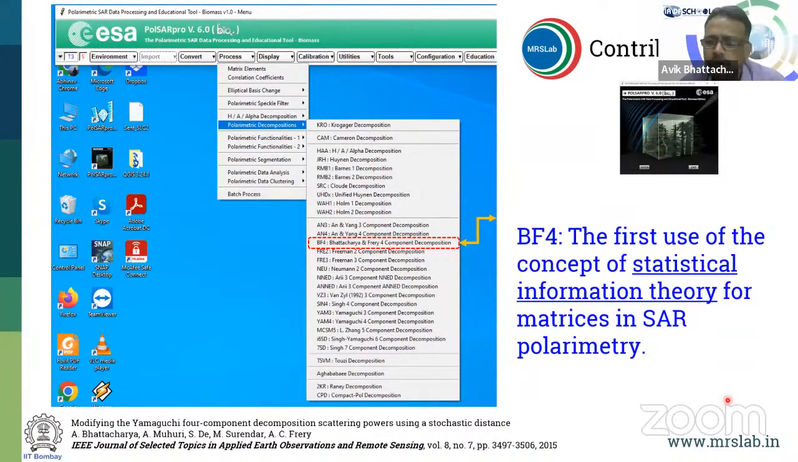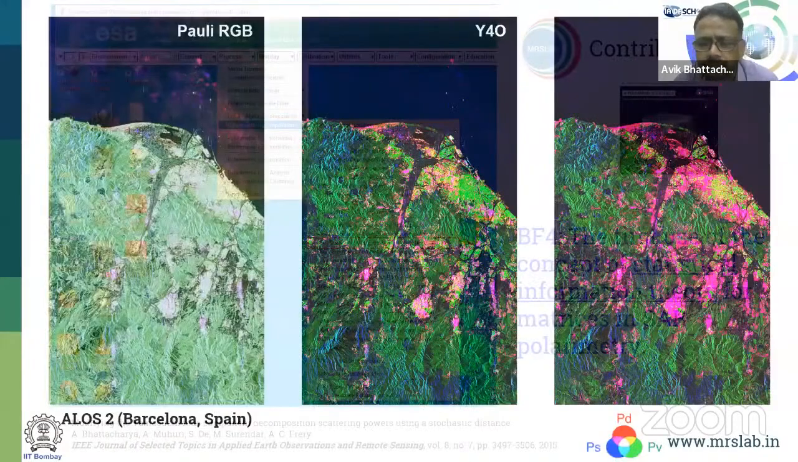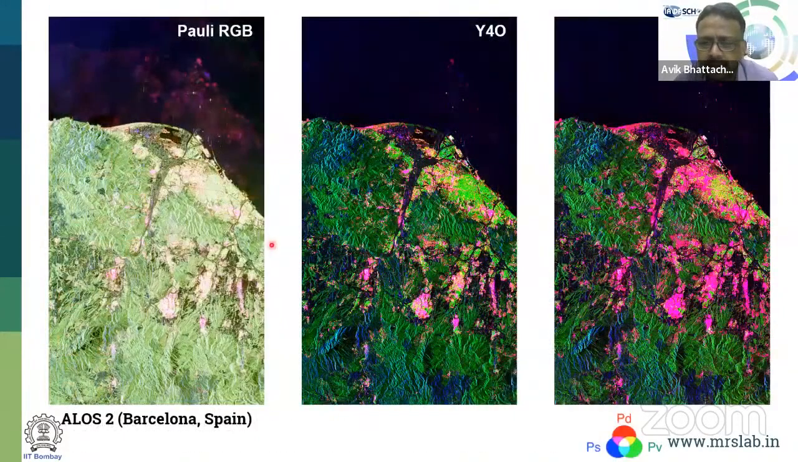I've just shown only one of them, the one which utilizes model-based and statistical information theory. This is the first use of this concept, and it is also part of this PolSAR Pro toolbox. It can be utilized to get the scattering mechanism for different areas. You can see this is an image of ALOS 2 full polarimetric data from Barcelona.